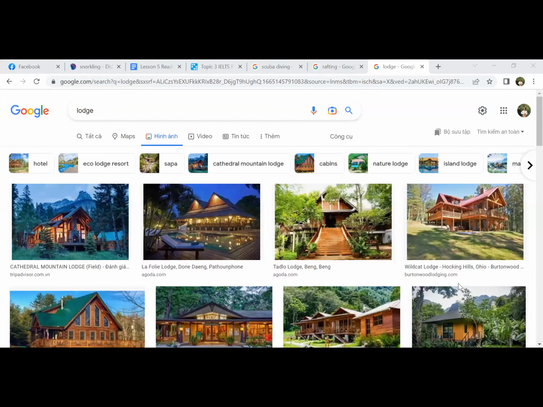So here, let's forget about something fancy like this, but this is how a lodge looks, like a house in a countryside or in a mountainous area, and people go here during their holiday time or to recharge their batteries. This is a lodge. Thank you.